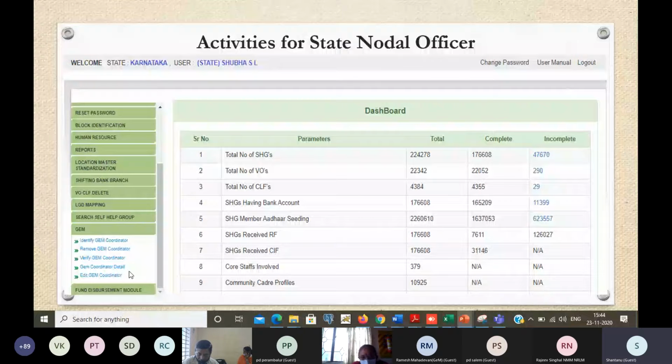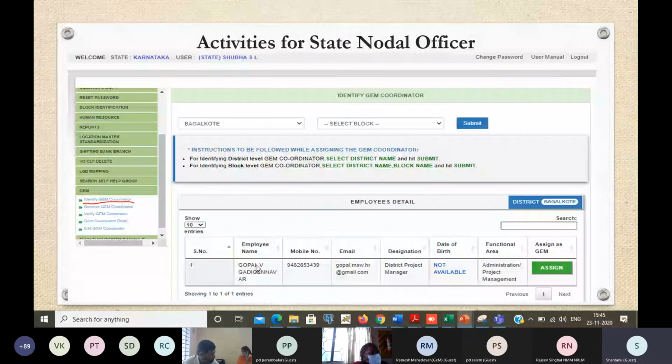Then for the verification of the GeM coordinator, if you look here, the verification of this district GeM coordinator has been done. The email ID has been verified, and the number is also verified. The state nodal officer can see whether it is verified or not. Then for editing GeM coordinators, you can see on the screen the details of the staff, the mobile number and email ID. Both edit options are available. You can edit and update the mobile number and the email ID of the GeM coordinators.